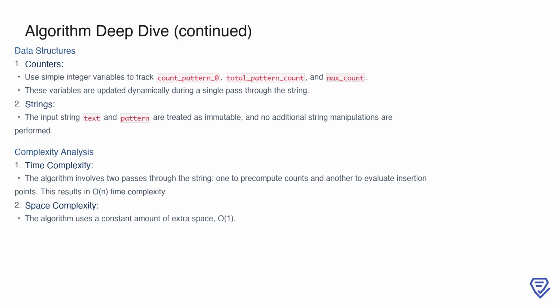In terms of complexity, the algorithm runs in linear time since it involves only two passes through text, one to precompute counts and another to evaluate insertion points. The space complexity is constant, as the algorithm uses only a fixed number of variables regardless of the size of text. This makes it both time and space efficient, suitable for large input sizes.